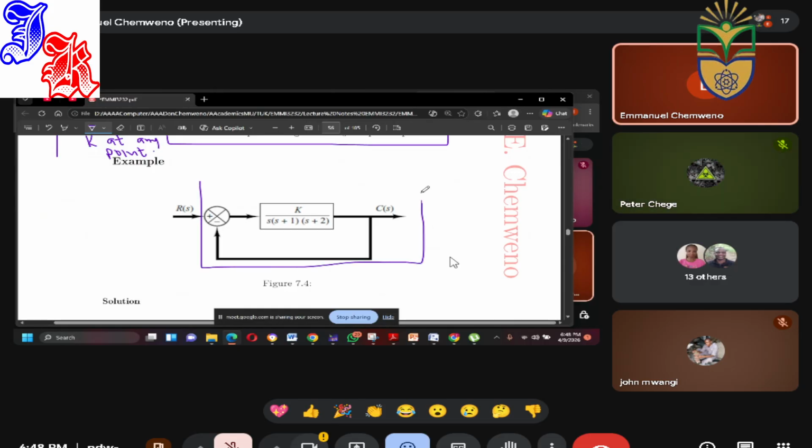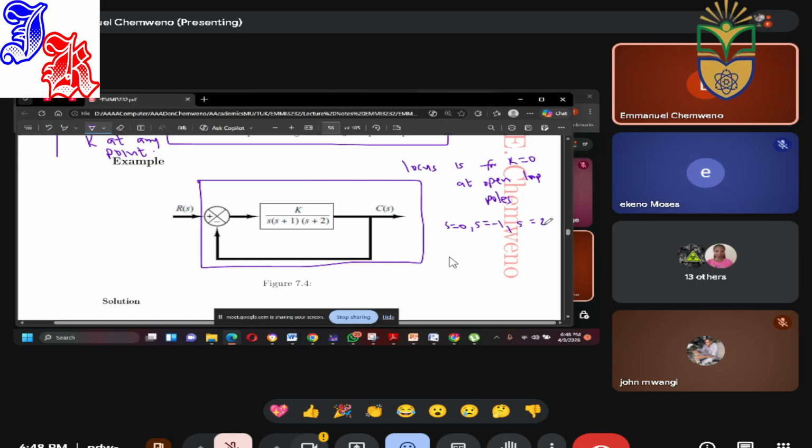This is a transfer function. So we do it for K is equal to 1. You know, K will be increased from 0 to infinity. So the locus is for K is equal to 0 at the open loop poles: S is equal to 0, S is equal to -1, S is equal to -2, to K is equal to infinity.